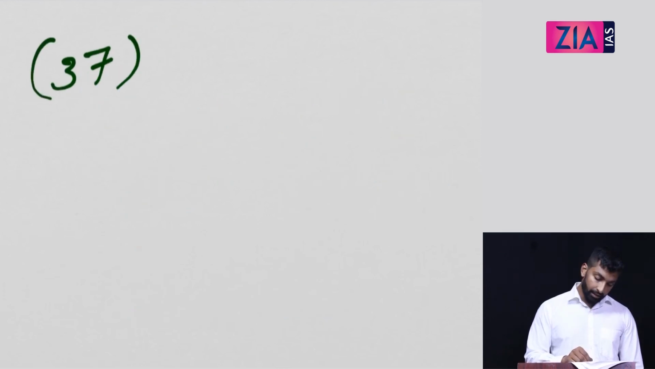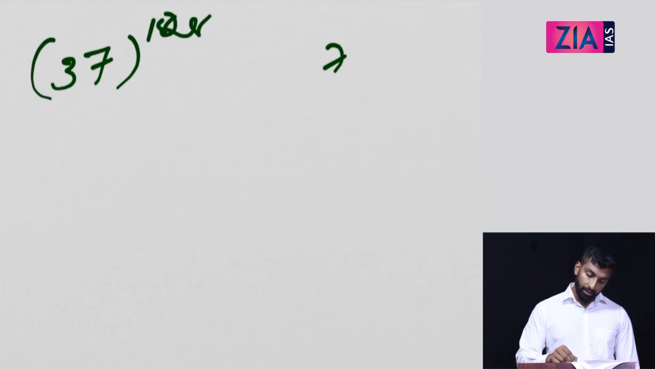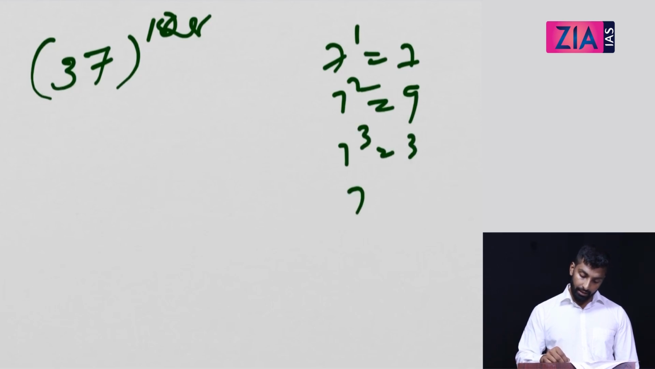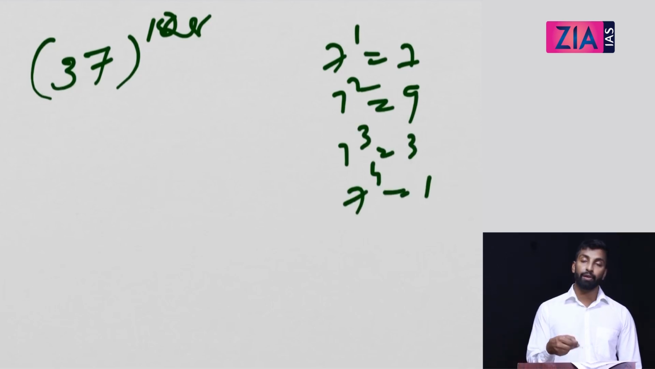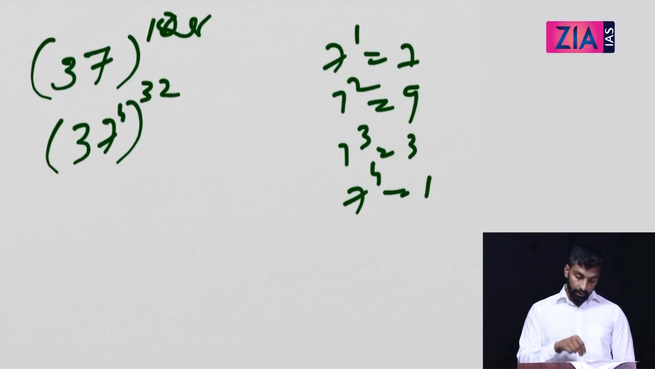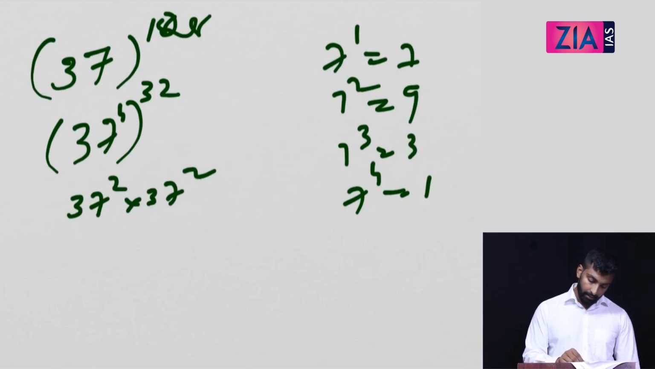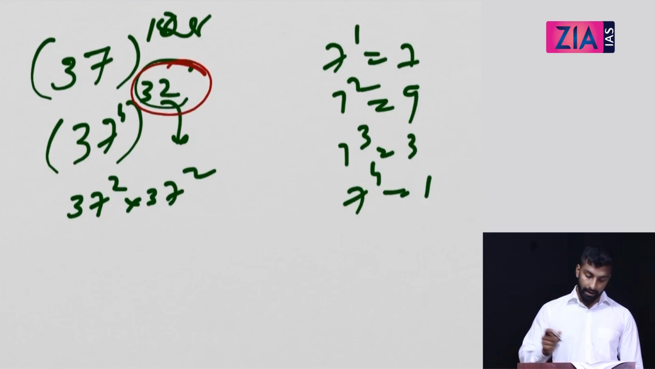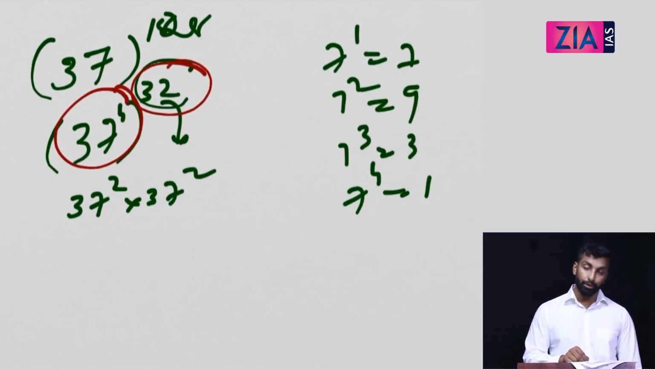What if it is 37 raised to 128? 7 raised to 1 is 7, 7 square is 9, 7 cube is 3, 7 raised to 4 is 1. So you will write this also as 37 raised to 4 raised to 32. Now 37 raised to 4, how will you write? 37 square into 37 square. This power is there. We will write it finally, okay? You just keep it aside. You will write finally because I am trying to find out the last two digits of this. That is a bigger number. I need the last two digits only.